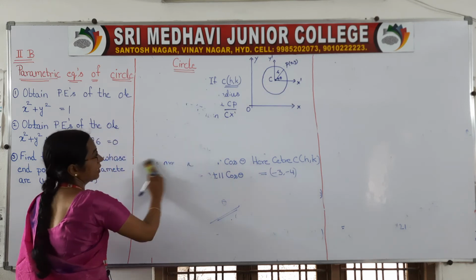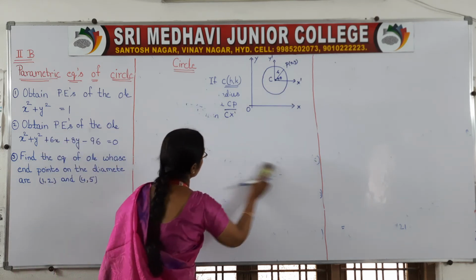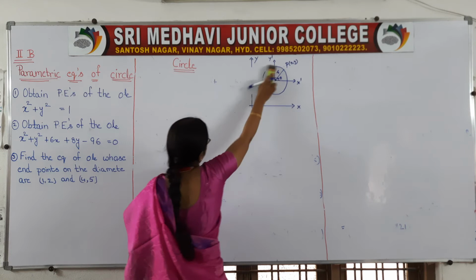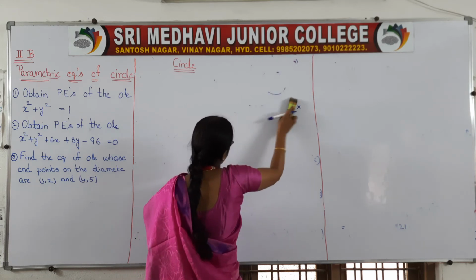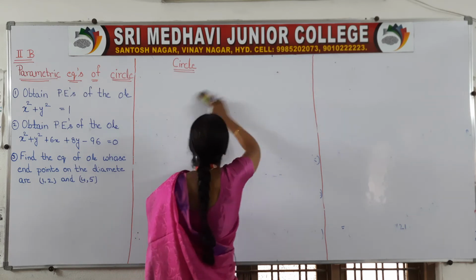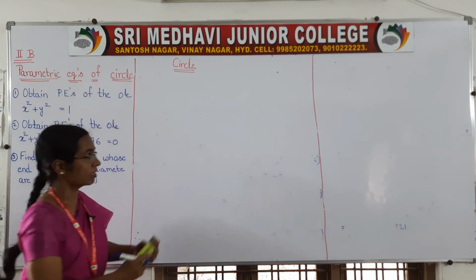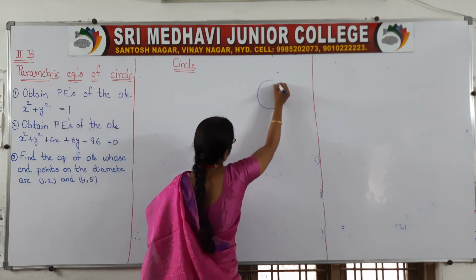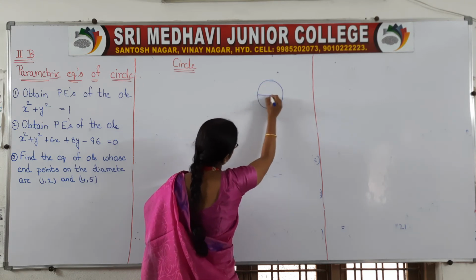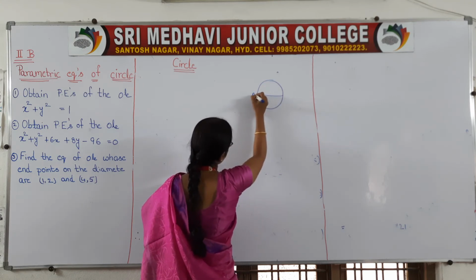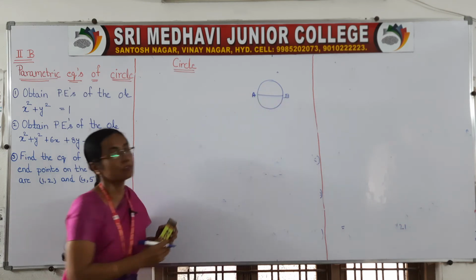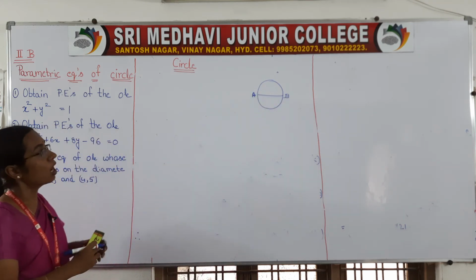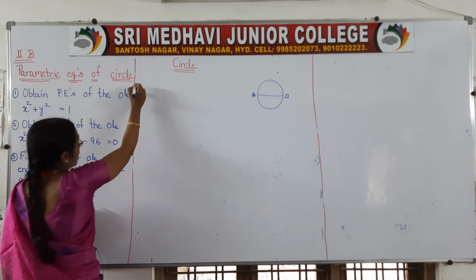The end points of the diameter will be given to you. They are also called extremities of the diameter. So suppose the end points of the diameter are given to you. How will we write the circle equation?